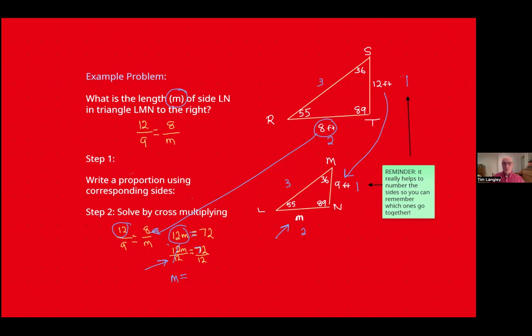So what we just did is we solved a mystery. This M is what this mystery length is. And that is what I told you was coming: we can now find out if two triangles are similar, and if we're missing one of the lengths, we can create a proportion of two fractions and then solve for x or M or whatever you want to call it. And I want to remind you, before I go to the next slide, my little green reminder here is that it really helps to number the sides so you can remember which ones go together.